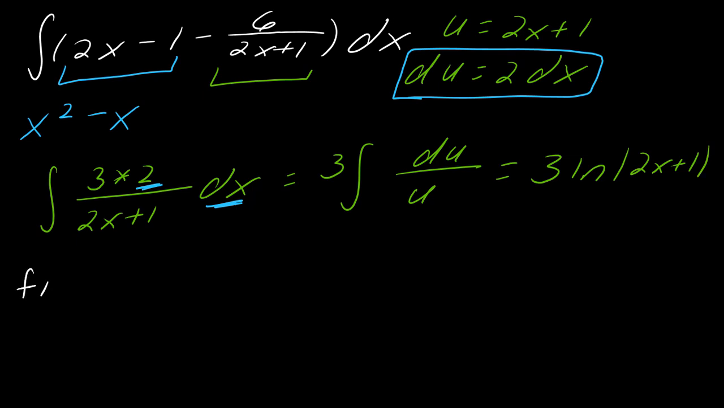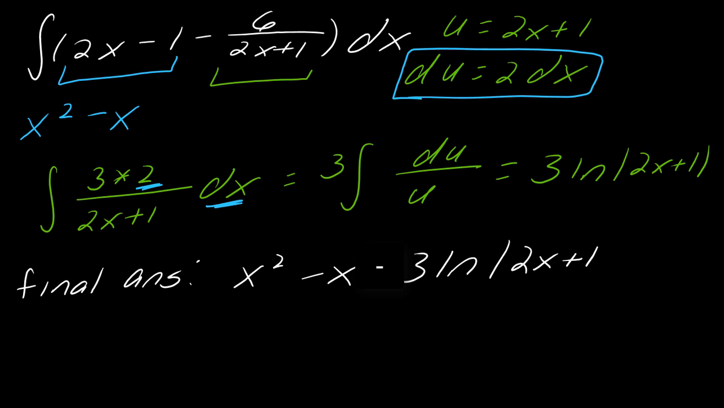Okay, so the final answer then. The final answer will be x squared minus x minus 3 natural log of 2x plus 1, and then don't forget the plus c. And so that's it for that one. That would be the final answer.